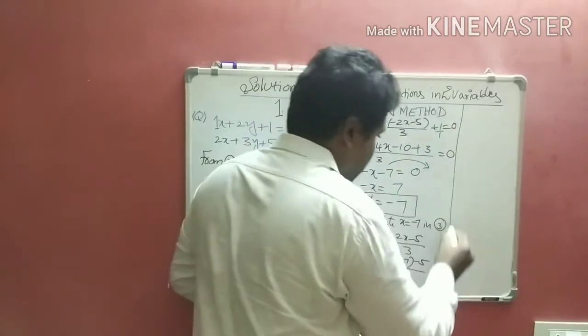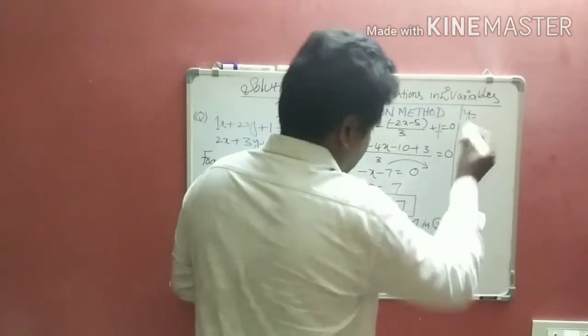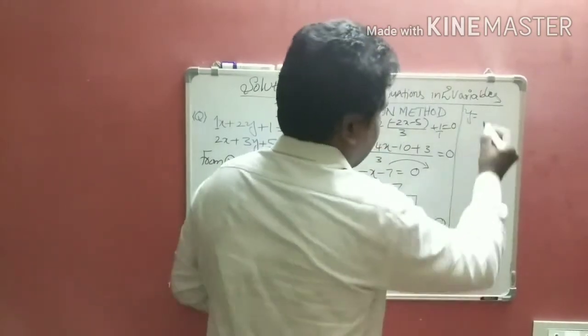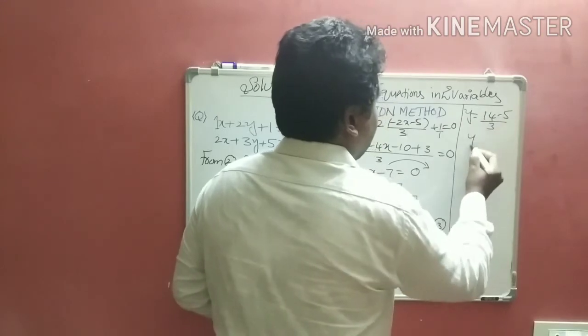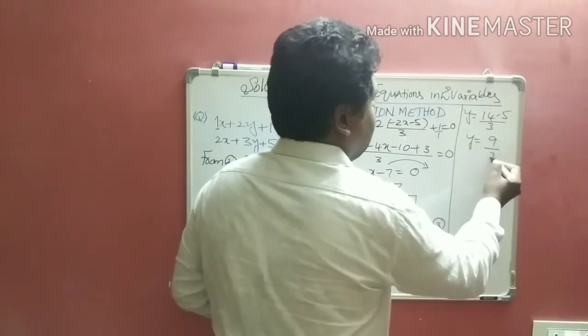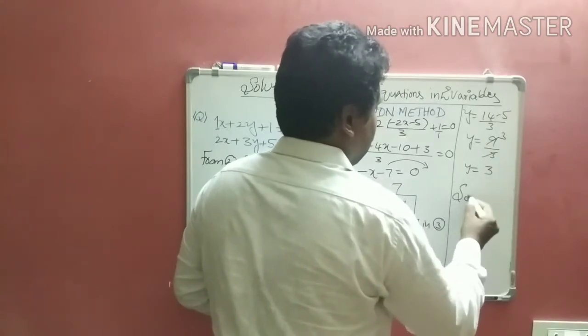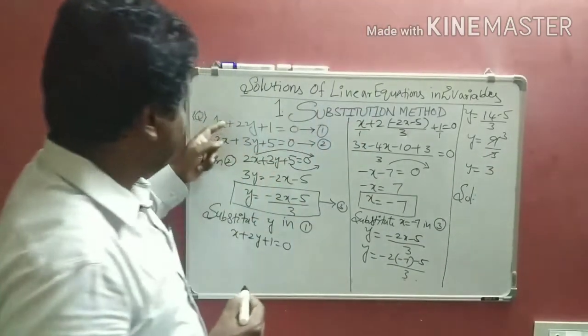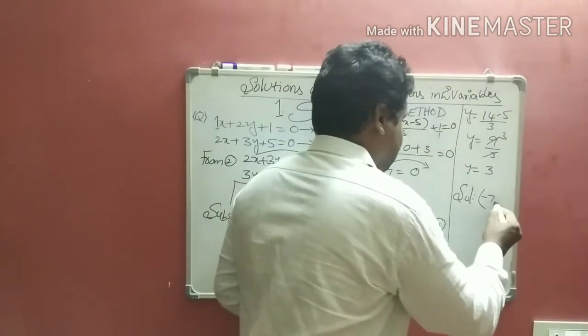So now what do we get as the result? y is equal to minus into minus plus, 2 7s 14 minus 5 by 3. So what is 14 minus 5? 9 by 3. So 3 1s 3, 3 3s 9, y is equal to 3. So now the solution of the given linear equations in two variables by the substitution method is minus 7 comma 3.